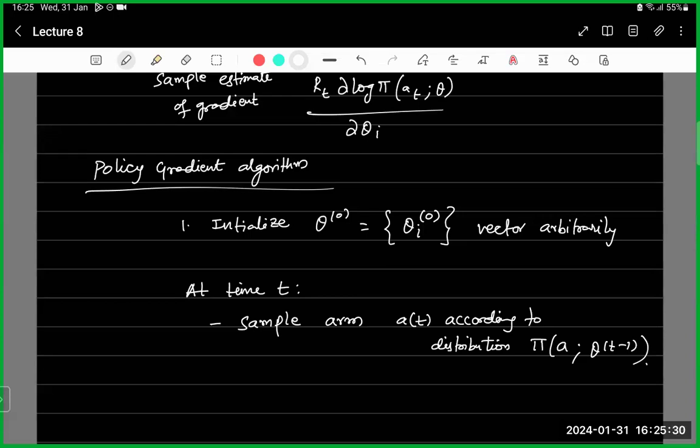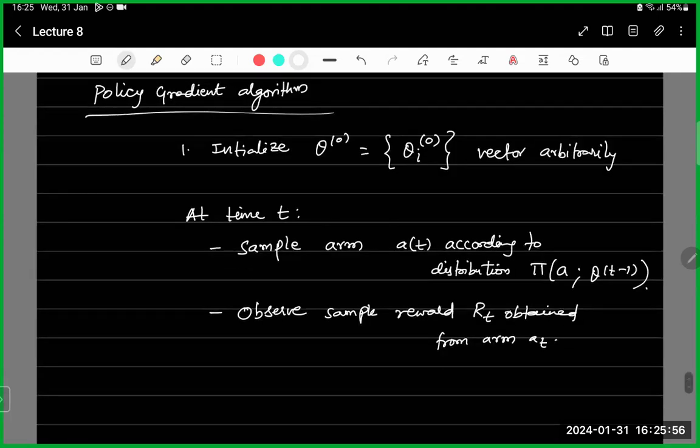Then what will we get? You just sample this arm and play that arm. Then observe a sample reward for arm AT. Observe sample reward RT obtained from arm AT. Okay, you just sample your arm according to your current theta estimate and just play that arm. You'll get some reward RT. You just sample that reward.